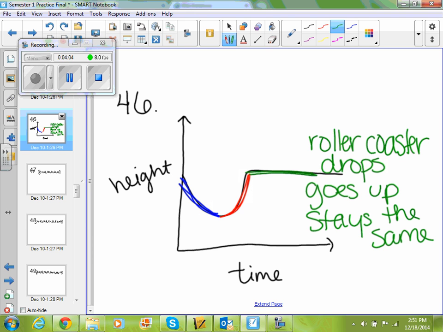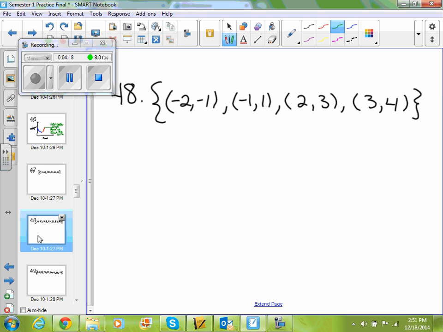So are we good on 46? Okay. 47, 48, and 49 are the same, so I'm only going to do one of them. Which one do you want me to do? 48. Okay. So if I look at 48, it says express each relation as a table, a graph, and a mapping diagram. Give the domain and range of each relation and explain whether the relation is a function. So we have 6 things that we're going to do on that one problem. We're going to do a table, a graph, and a map to start with.